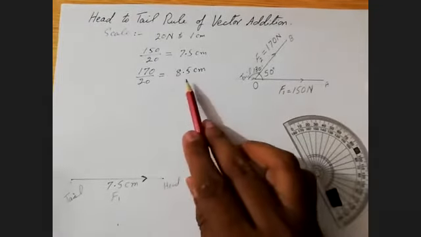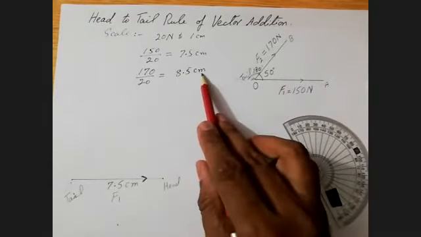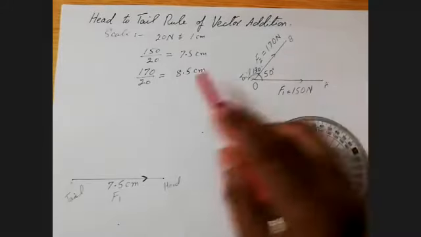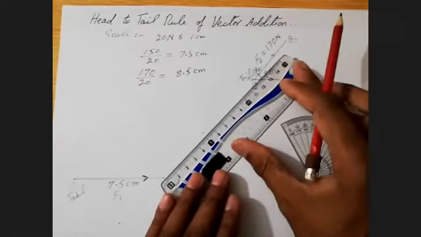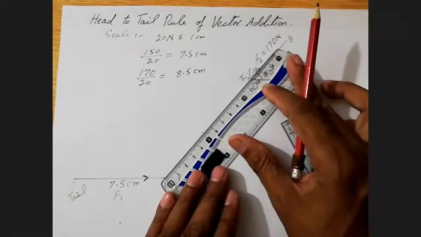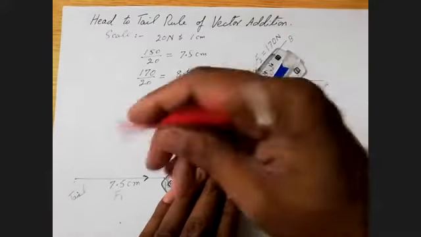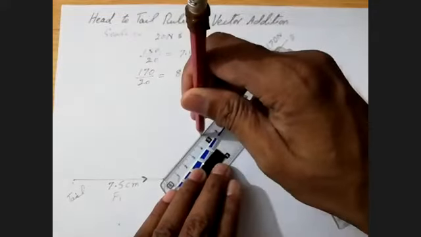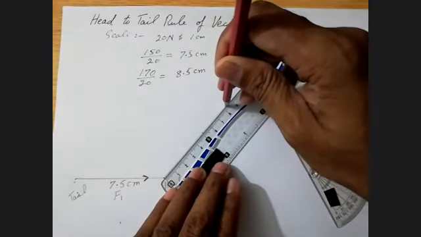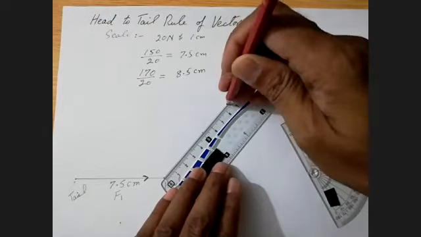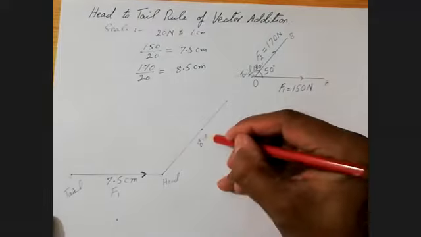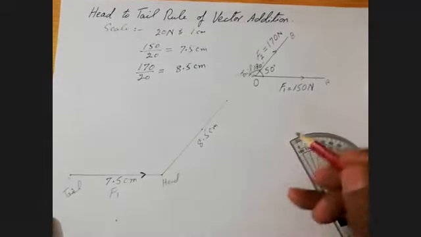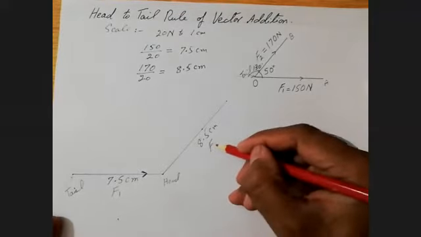Now, I have to draw the line of 8.5 centimeters, because 170 Newtons are represented by 8.5 centimeters. Here, with the help of the ruler, I am going to draw this line of 8.5 centimeters. Very carefully you have to join these lines. Now you can see that I have drawn, with the help of the ruler, the line measuring 8.5 centimeters. Okay, this is F2.